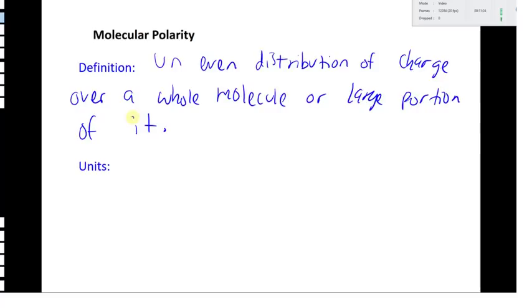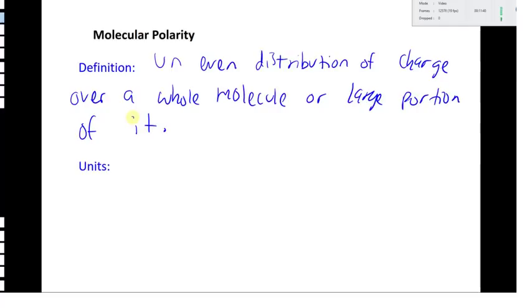But basically it just means that you have an uneven distribution of charge where one part of the molecule is partially negatively charged, and one part is partially positive. These are covalent compounds, so you're not transferring electrons and making ions, but you have that unequal distribution, just like we do in an individual polar bond.